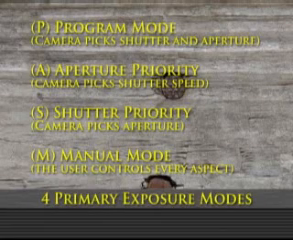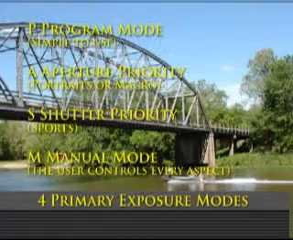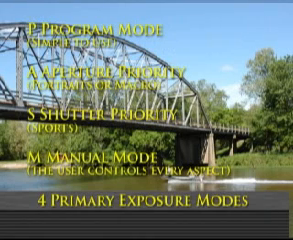What are the advantages of each? Program mode is simple to use. Aperture priority is good for portraits or macro because you can choose the depth of field. Shutter priority is good for sports. And manual is, like we said before, the hardcore stuff. Check it out and play with it, and you'll be a much better photographer if you choose that route.